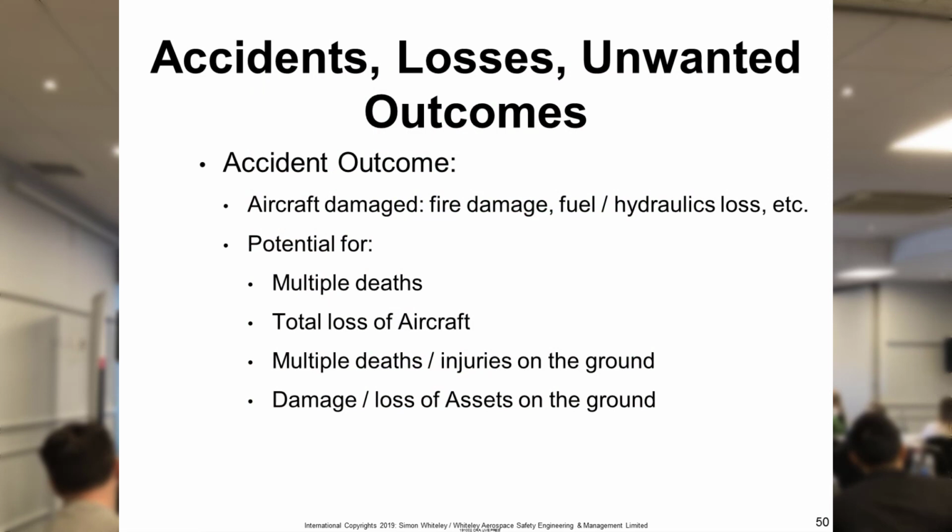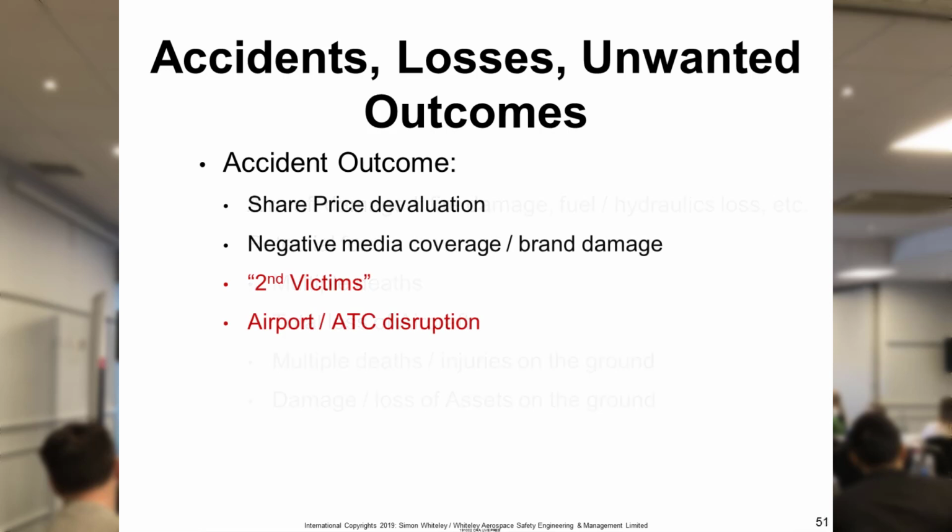So the accident itself, the aircraft was damaged. There was fire damage, fuel and hydraulics leaks, loss. There was the potential for multiple deaths, total loss of aircraft, deaths on the ground, injuries on the ground, and damage to assets on the ground. The British Airways share price could be devalued. Negative media coverage, brand damage, so-called second victims. These are the people involved in the accident that have not been harmed but are psychologically affected by it. And then, of course, a massive busy airport. The airport disruption is significant.